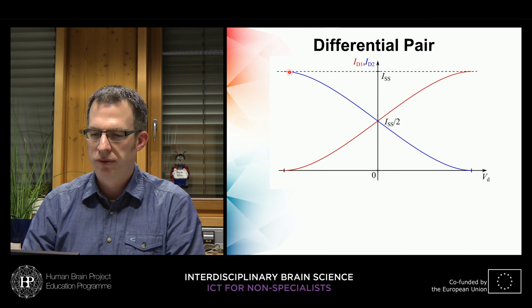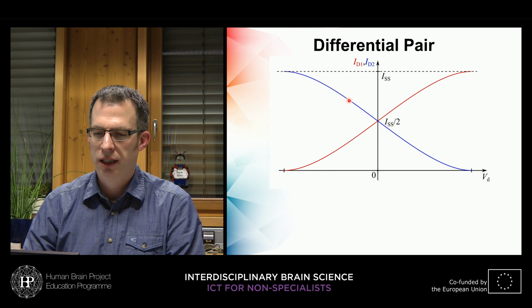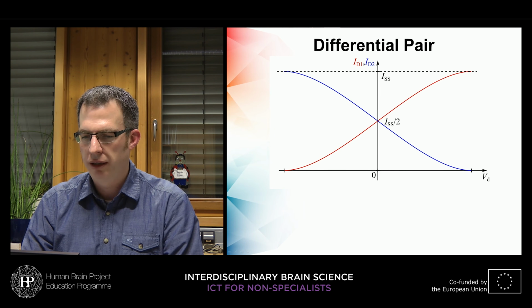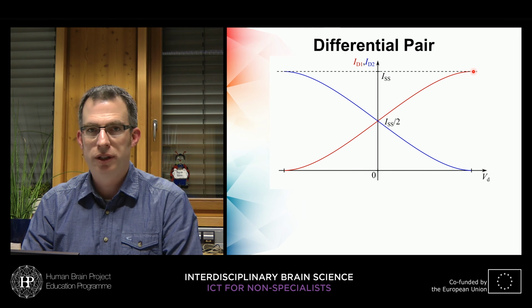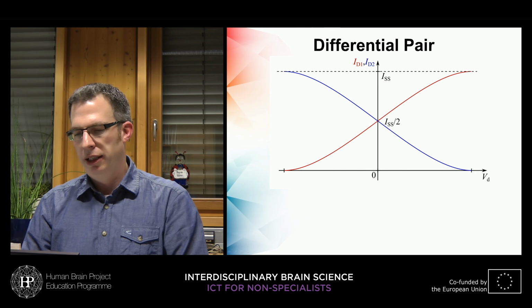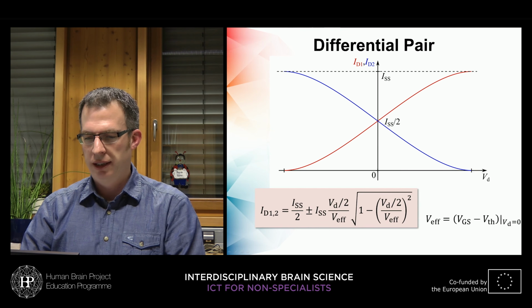And if we now increase the input voltage difference, one of the transistors will decrease its conductivity and the other one will increase its conductivity, but the sum can never exceed ISS, and that's why they behave like this. And if you go to the other extreme of the input differential voltage, you will see that the transistor that initially carried no current now carries all the current, and the other transistor is completely off and carrying no current. And for completeness, I also want to give you the formula describing this, because it can nicely be seen what is going on here.